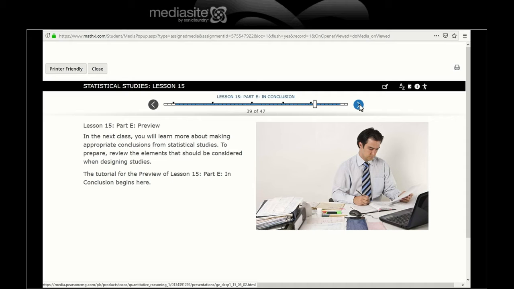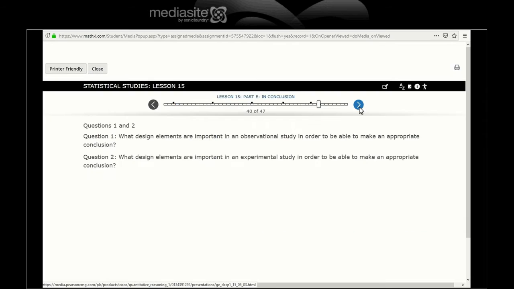Tutorial for preview, Lesson 15, Part E begins here. The two questions to be on your mind as we go through this. Question 1, what design elements are important in an observational study in order to make an appropriate conclusion? And question 2, what design elements are important in an experimental study in order to make an appropriate conclusion? So keep these questions on your mind.